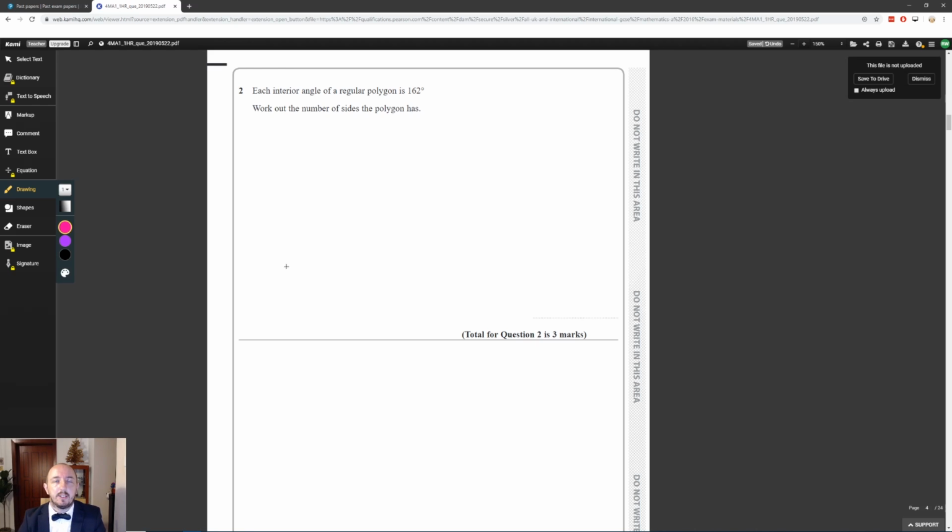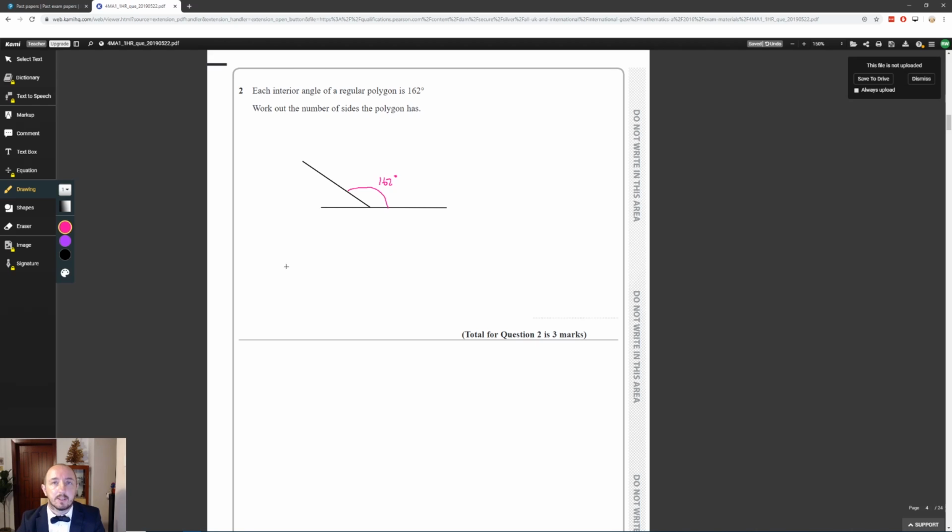Question 2, each interior angle is 162 of a regular polygon. That's quite important that we have that regular polygon. And if we try to draw what this would kind of look like, then we would have something that looks like this, and we're looking at the interior angle is 162 degrees. Work out how many sides this polygon would have.